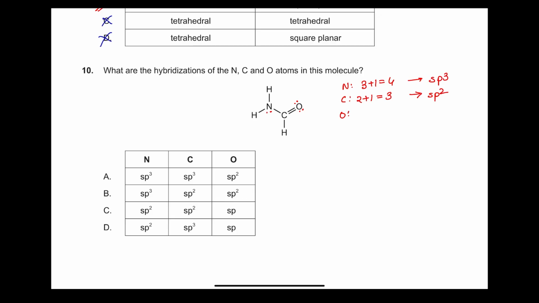Oxygen has two lone pairs, and there is one sigma bond in the double bond. So two plus one, or one plus two. One is the sigma bond in the double bond, and two is the two lone pairs. So it gives you three again. So for oxygen, you again choose the first three orbitals, which is sp2. The nitrogen is sp3, carbon and oxygen both are sp2. Answer is option B.